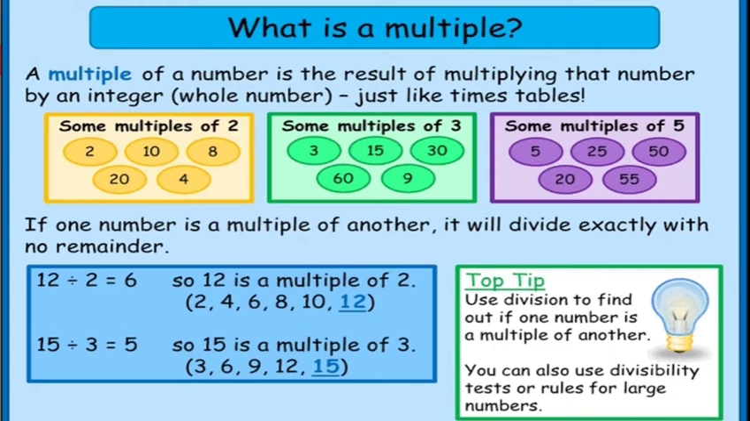If one number is a multiple of another, it will divide exactly with no remainder. As 12 divided by 2 is equal to 6. So 12 is a multiple of 2. Similarly, 15 divided by 3 is equal to 5. So 15 is a multiple of 3.